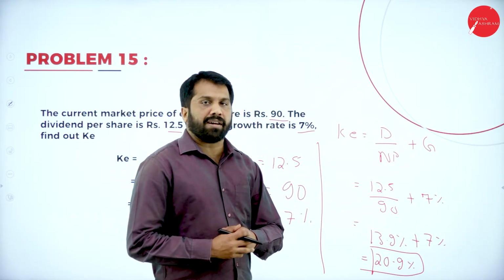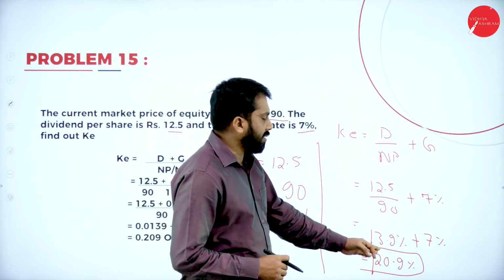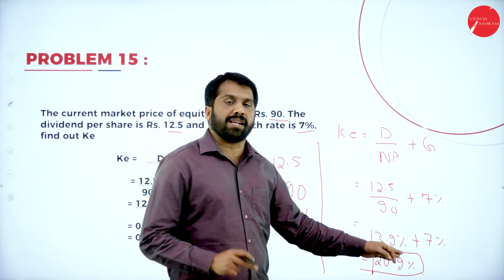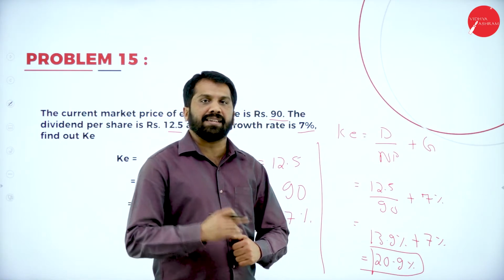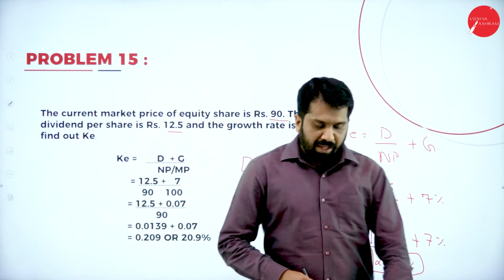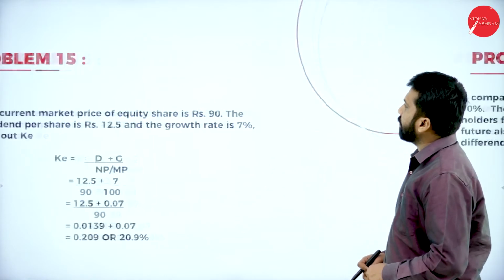Now, you may have confusion, sir. How come it is 13.9? I got 0.13. Multiply with 100, you will get 13.9%. Any doubt? No doubt. Now, I'll move forward.